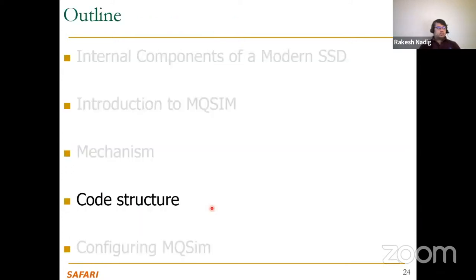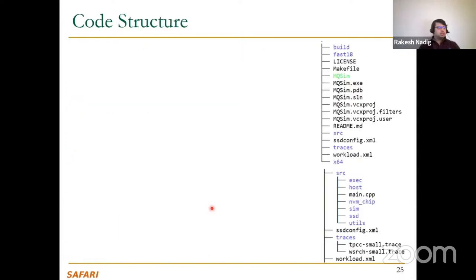So next, if you have any questions, we can discuss now. Or else I'll move to the code structure and look at what the code structure in MQSim looks like, and what the different files are that we need to look at. So any questions so far? Okay. So let's look at the code structure.